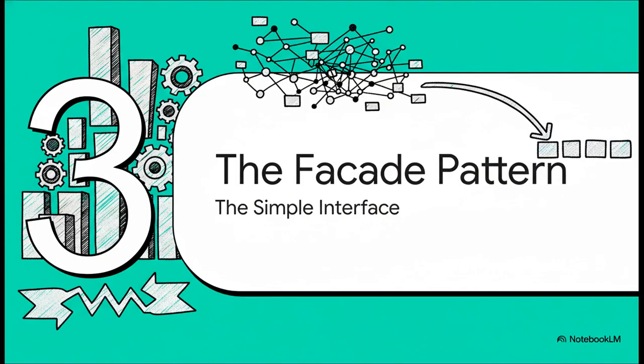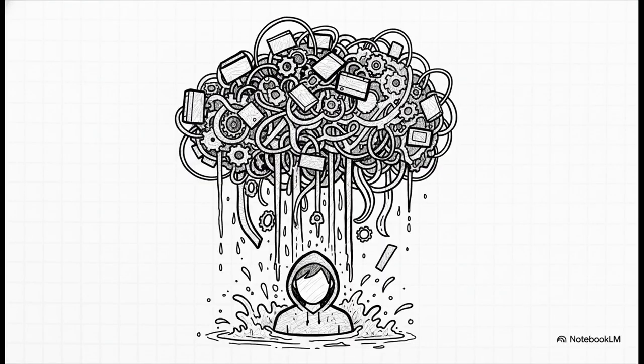Okay, so we've got a handle on fixing incompatibility. Now let's switch gears and tackle a totally different kind of problem: just overwhelming complexity. And for that, we have the facade pattern. Oh man, we have all been there. You import some super powerful library to do just one simple thing, and suddenly you're buried. You've got to learn a dozen different classes, figure out this whole complicated setup process, manage all these dependencies. It's powerful, yeah, but it's a huge headache.